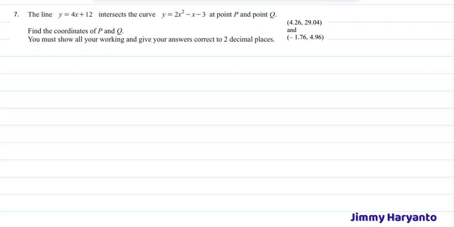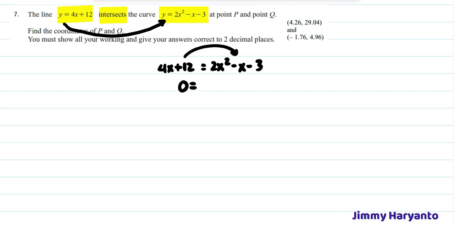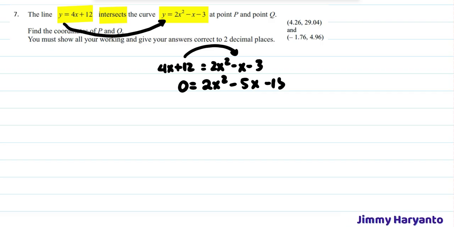Next is question 7. The line intersects the curve. That means when you read intersect, you have to substitute. Let's substitute this y into the other y. So you'll have 4x plus 12 equals 2x squared minus x minus 3. And then you will move this to the right hand side. You'll have negative x minus 4x is negative 5x. Negative 3 minus 12 is negative 15. And then you have to factorize this.